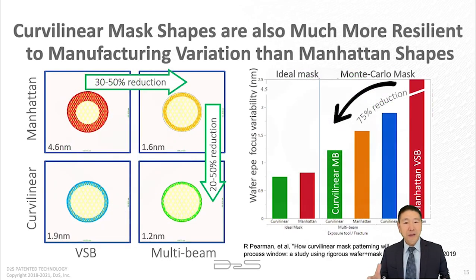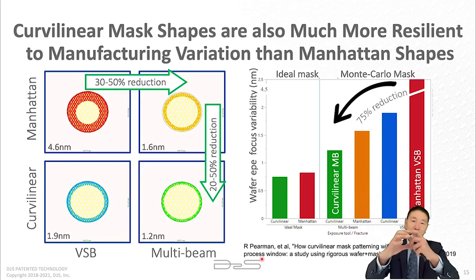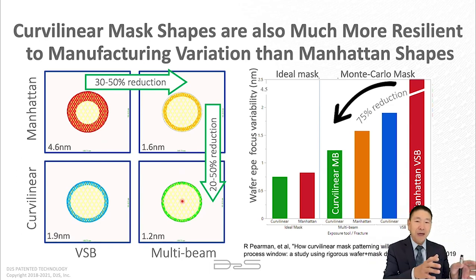And it turned out using curvilinear mask patterns has a whole bunch of benefits other than just the ILT itself. Dr. Ryan Pearman from D2S showed that just to print a contact, if you change from a square shape to a curvilinear circular shape, and also change from a VSB mask writer to a multi-beam mask writer, you can reduce the wafer variability by 75%. That's very significant.